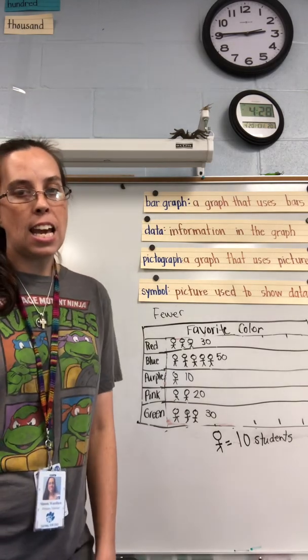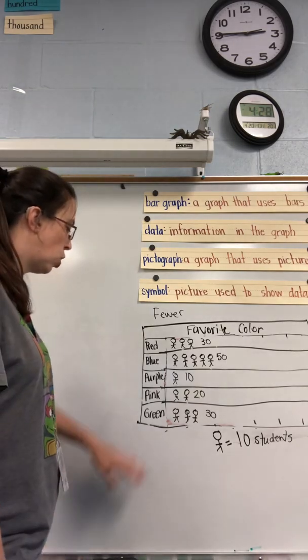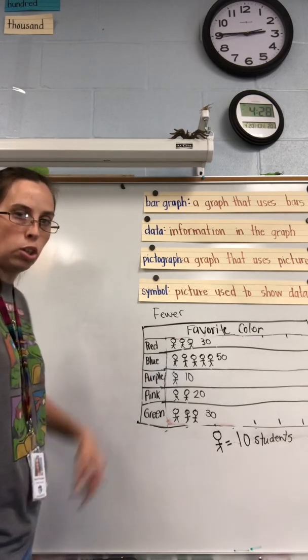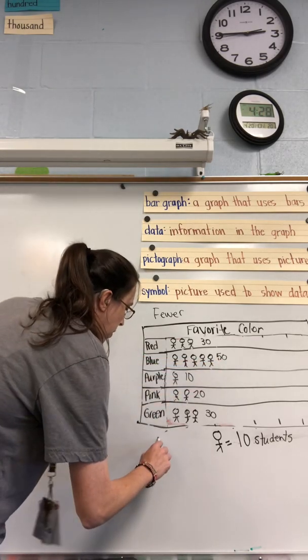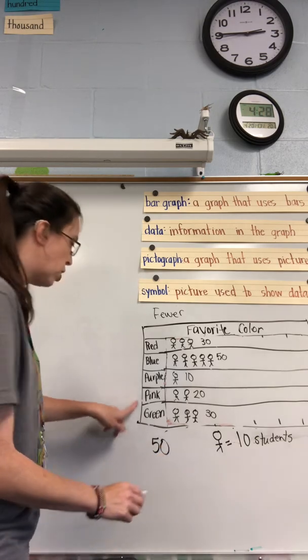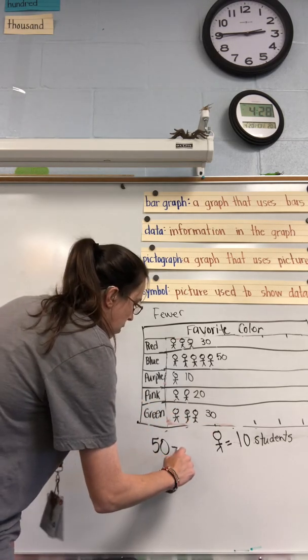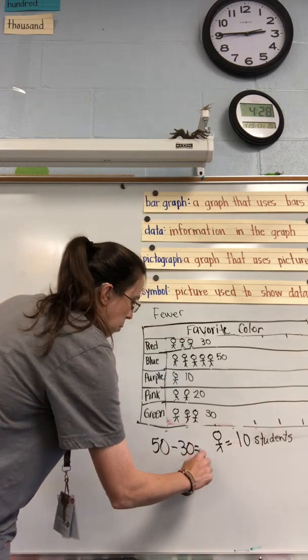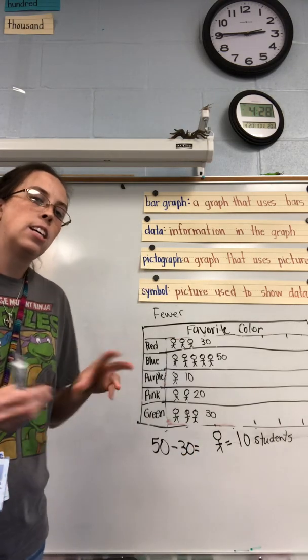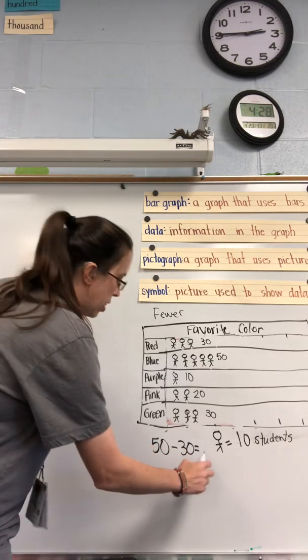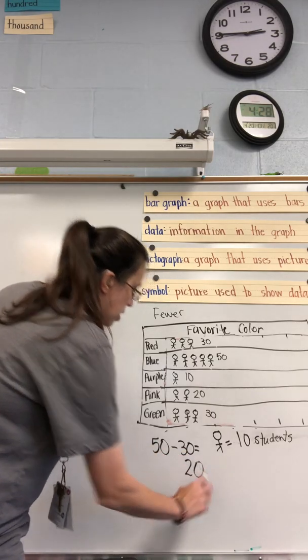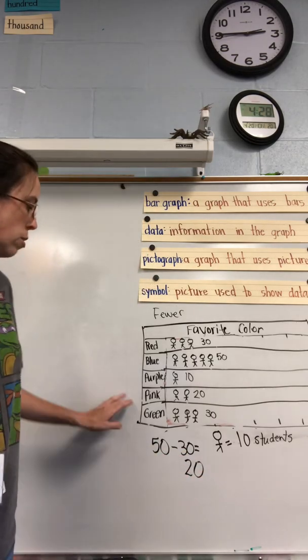But then what if I said, how many fewer green than blue? Well, then I'm going to have to go to blue and find 50. And then I'm going to have to go to green and find 30. I'm going to be subtracting because I want to know what's the difference. And we know the difference is subtraction. So 50 minus 30 equals 20. So 20 fewer students chose green than blue.